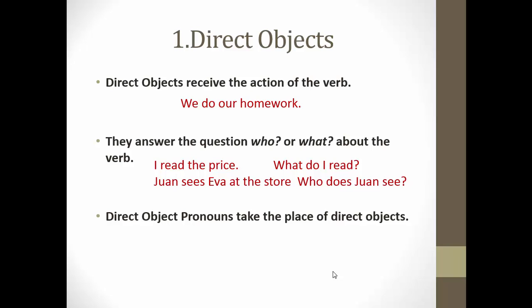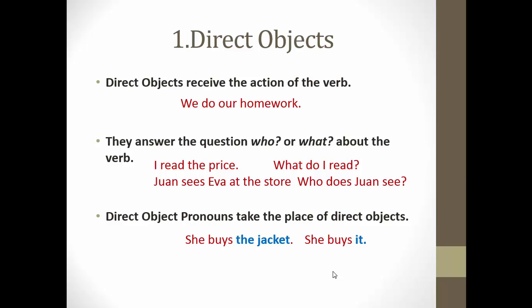Just like I said before, direct object pronouns take the place of direct objects. So I could say, she buys the jacket. She buys what? The jacket. What does she buy? It. It would be the direct object pronoun, or sometimes I refer to them as DOPs. Jacket is the direct object.